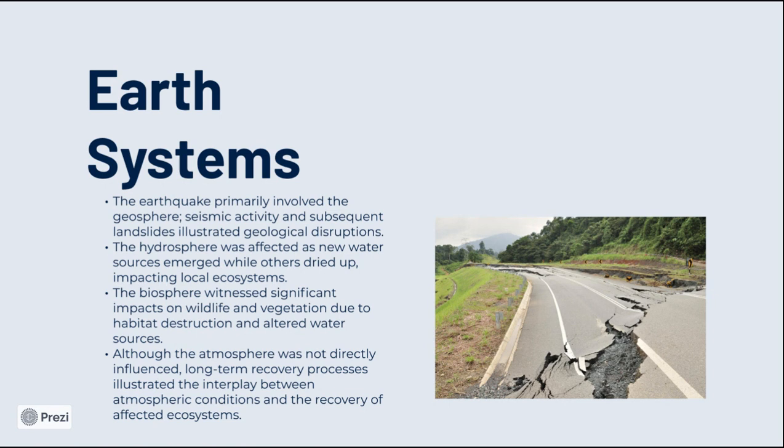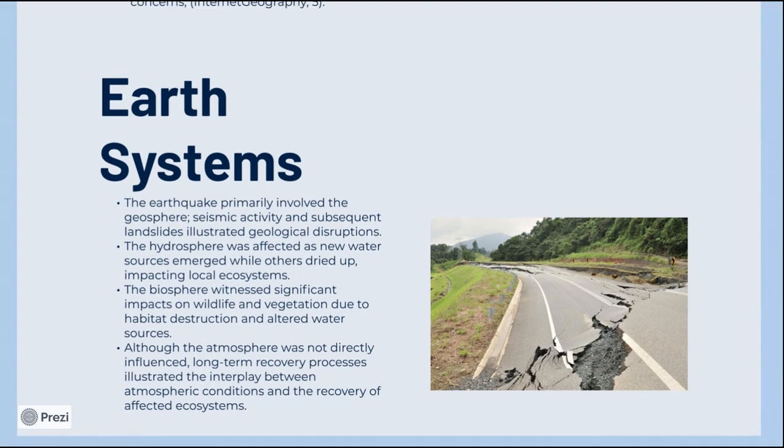The earthquake affected water sources and dried up new sources that were emerging. That is how it affected the hydrosphere. The biosphere was affected by the wildlife, vegetation, and ecosystems being impacted negatively. The atmosphere, while not directly affected, interacts with the other systems in long-term recovery processes.